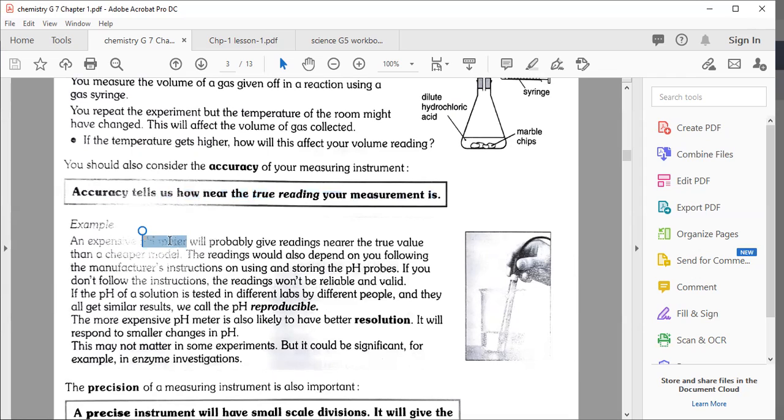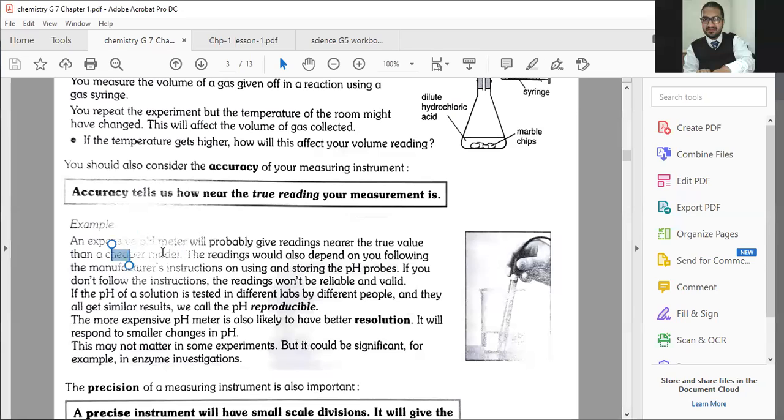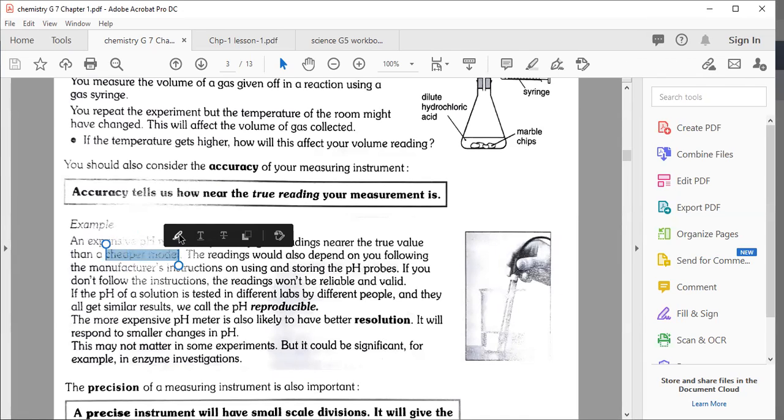An expensive pH meter. If you have two types of pH meter, it tells you here first about the expensive one, or you can say the good one, will probably give a reading nearer the true value than a cheaper model. If you have two types of instruments, pH meters, one expensive and second cheaper, you know very well which gives you good results.